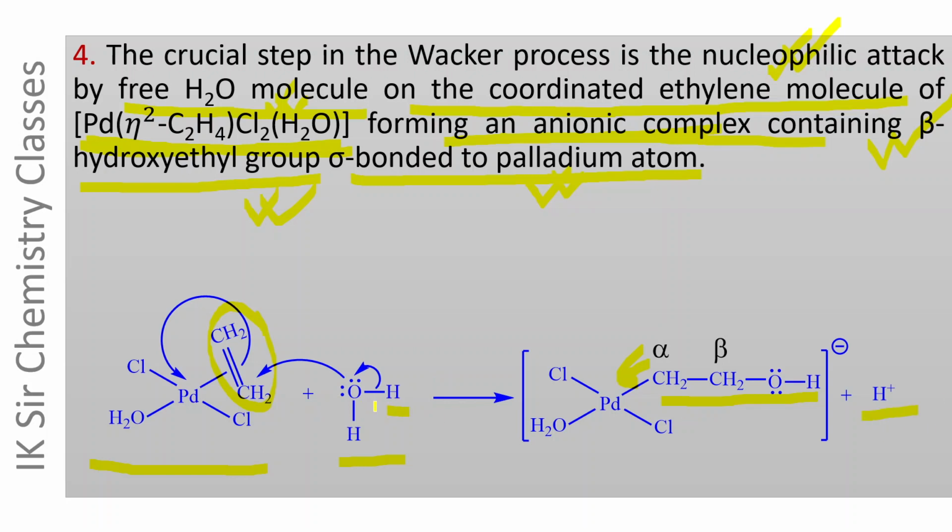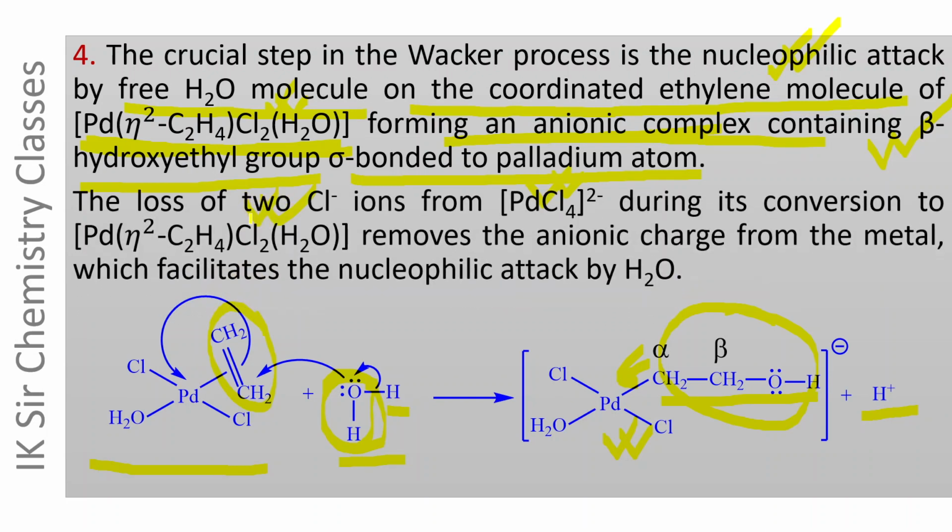As a result, the OH minus group becomes attached to this carbon atom. The OH group becomes attached to the CH2 group, and this CH2 group becomes sigma bonded to the palladium atom. Thus we get a beta hydroxy alkyl group sigma bonded to the palladium atom. This is the main crucial step in the Wacker process.